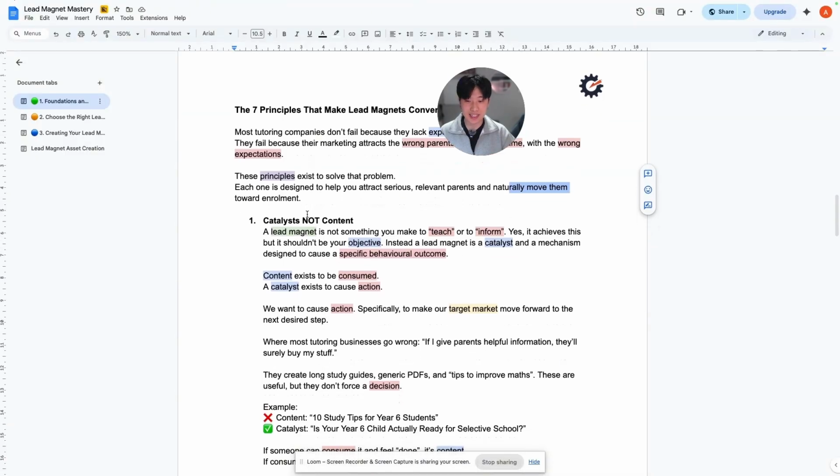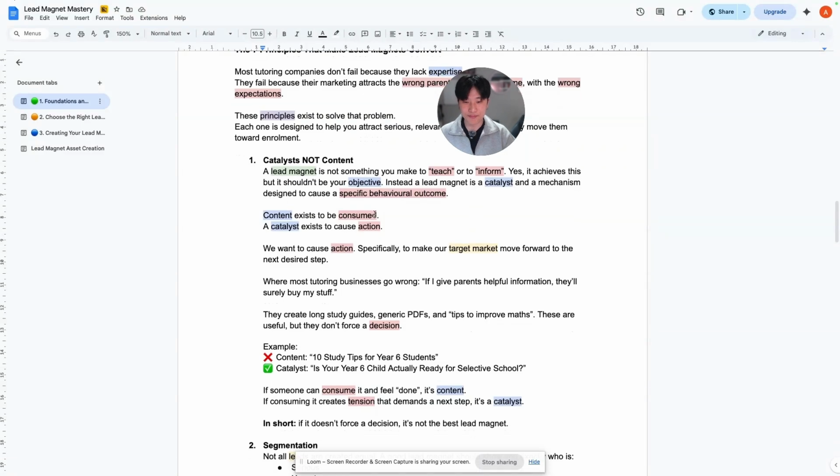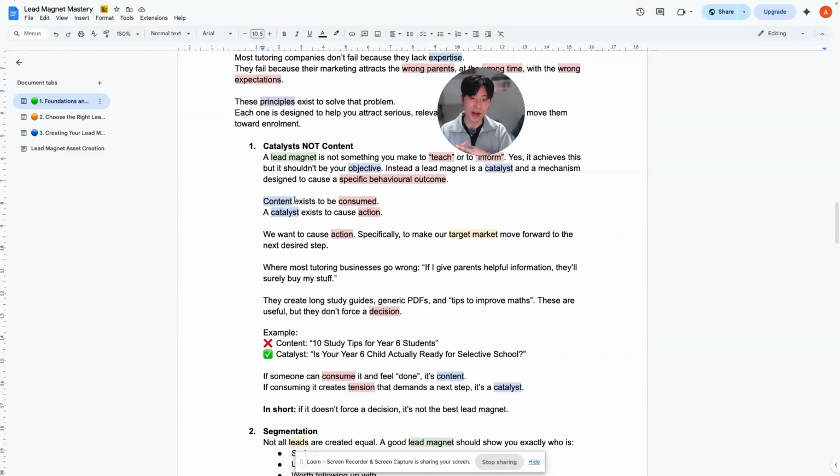Firstly, catalysts, not content. A lead magnet is not something you want to teach or to inform. Yes, it achieves this, but it shouldn't be your primary objective. Instead, a lead magnet is a catalyst and a mechanism designed to cause a specific behavioral outcome. Now, that's a bit jargony and we'll elaborate and explain shortly. So, content, the stuff you see on Instagram, on your socials, your short form content, your long form content, exists to be consumed. A catalyst, on the other hand, exists to cause action. We want to cause action. That's what we want our lead magnet to do.